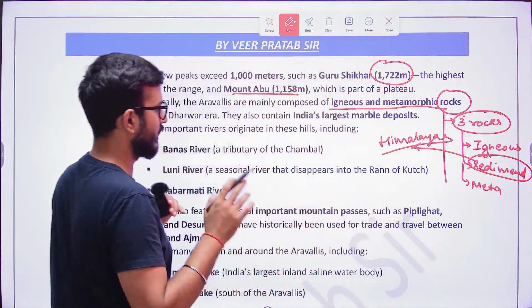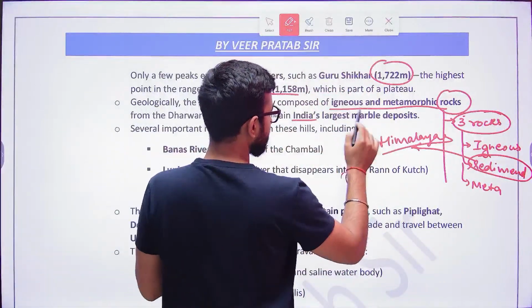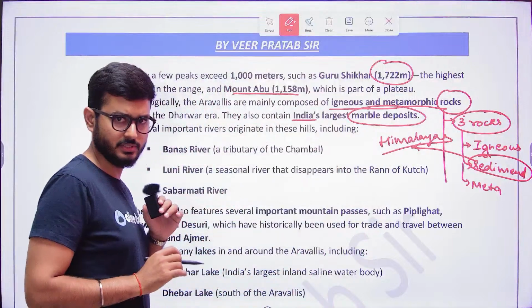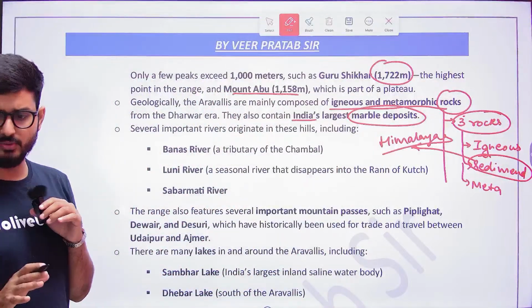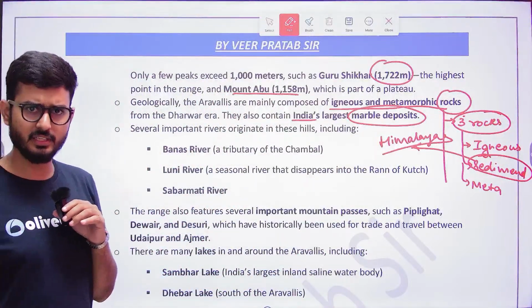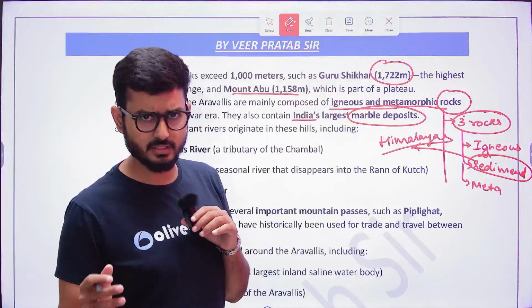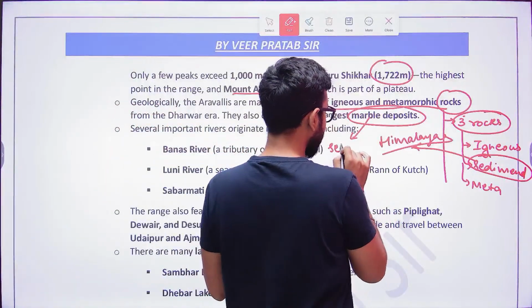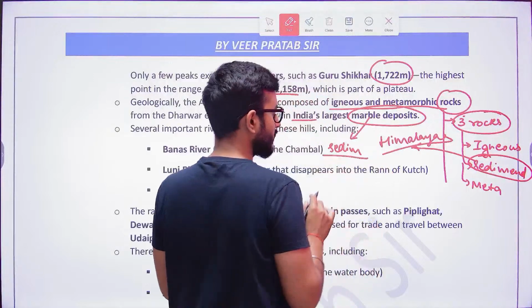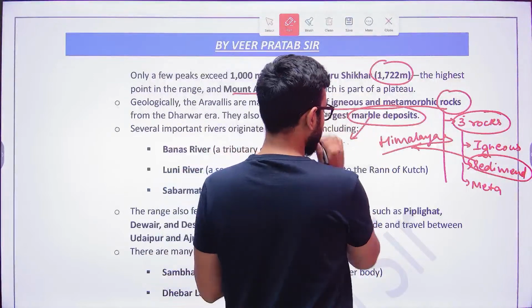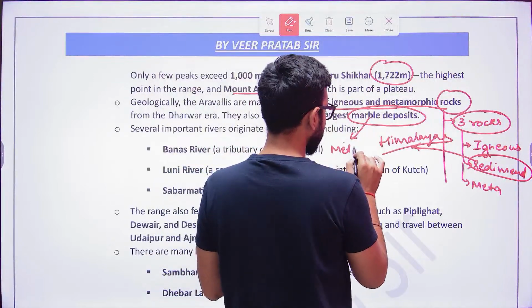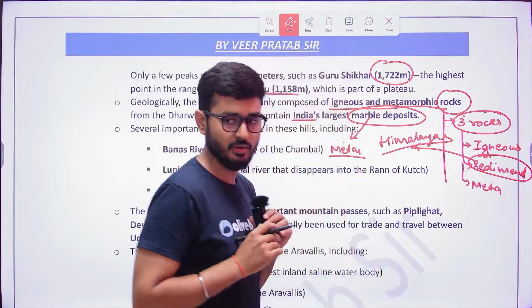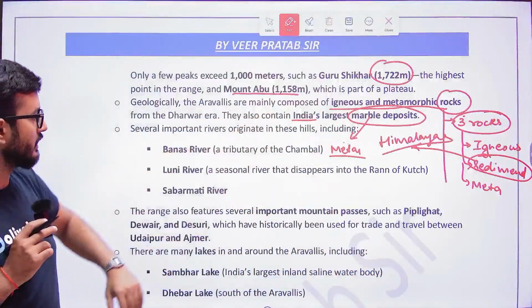Apart from that, here are India's largest marble deposits. That means you can correlate it with the Rajasthan area. In Rajasthan and North Gujarat, there are mountains. Marbles, what are they? Not sedimentary, metamorphic. Marbles are a part of metamorphic rocks. Okay, so this is another aspect that you can correlate with.